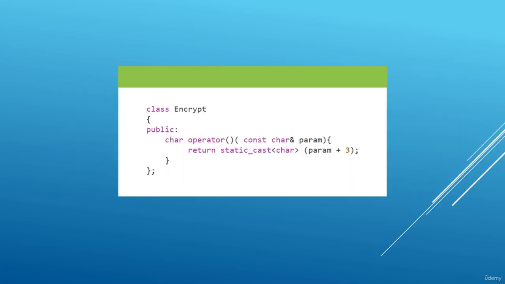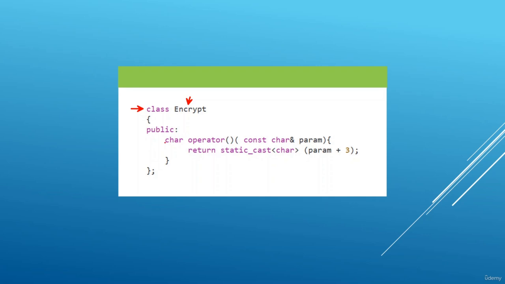Let's look at a simple example. We have seen a function pointer to encrypt character data. We can wrap that function into a functor or a function object whose job is really to encrypt character text. We set that up by setting up a class. So this is a regular class. We can give it any name we want. In this case, we're going to call it encrypt. And we're going to overload the function call operator.